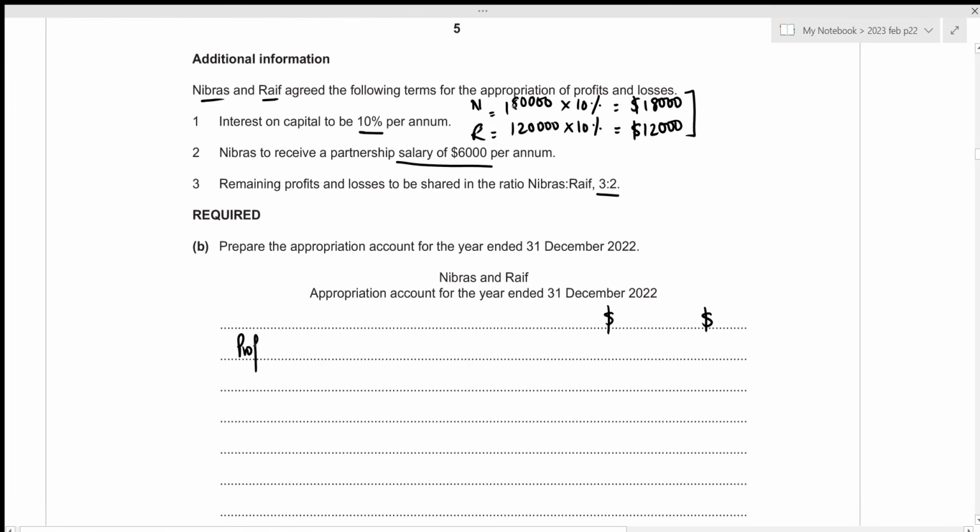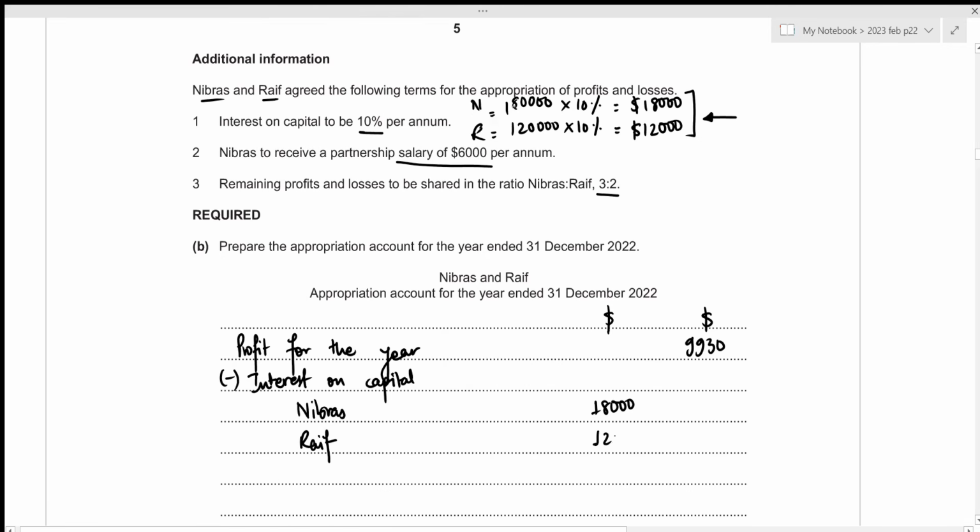We have our profit for the year to be 9,930. Then the first item to be adjusted is our interest on capital. And remember that interest on capital is something that the partnership needs to pay to its partners, which means that it will definitely reduce our profit for the year. So that's going to be minus interest on capital. And we need to write it down for both of our partners. So that's Nibras as well as Raif. We already figured out that for Nibras it's going to be 18,000 and for Raif it's 12,000. So the total of these two amounts is going to be 30,000, and we should be subtracting this.